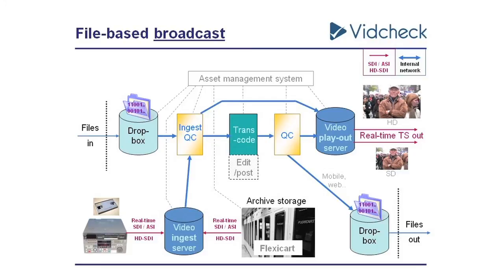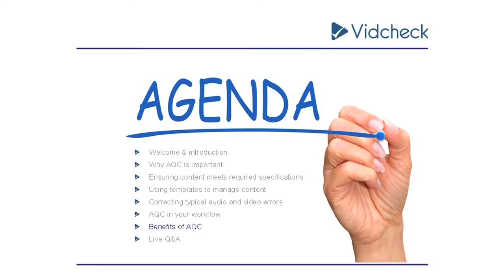Vidcheck integrates with a large number of media asset management and workflow automation systems, such as Telestream Vantage, Route 6 Content Agent, and Amberfin ICR, to name just a few. These types of systems can automate your QC process at the appropriate stages in your workflow. Here we can see a typical workflow scenario for a broadcaster using an asset management system.